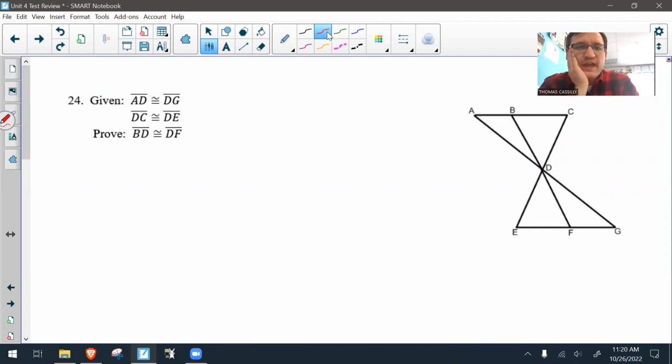All right. We know AD is congruent to DG. I think these are different letters. We know DC is congruent to DE. All right, very straightforward. So what we should do is, with all of that given information, we should establish which triangles we want to focus in on.